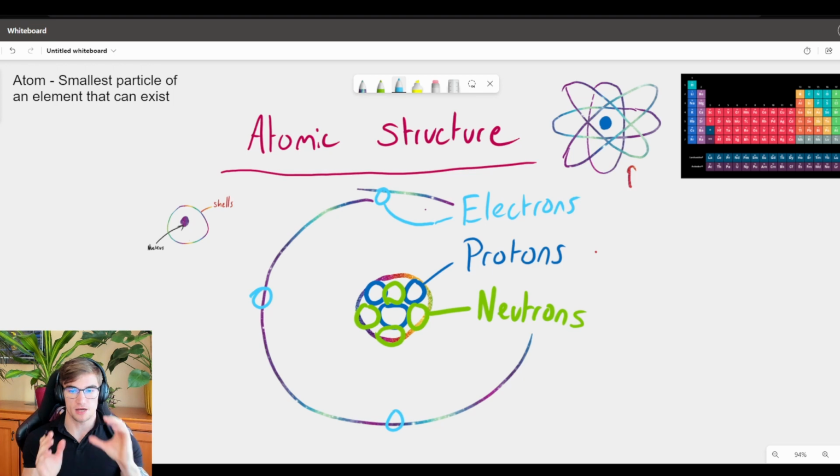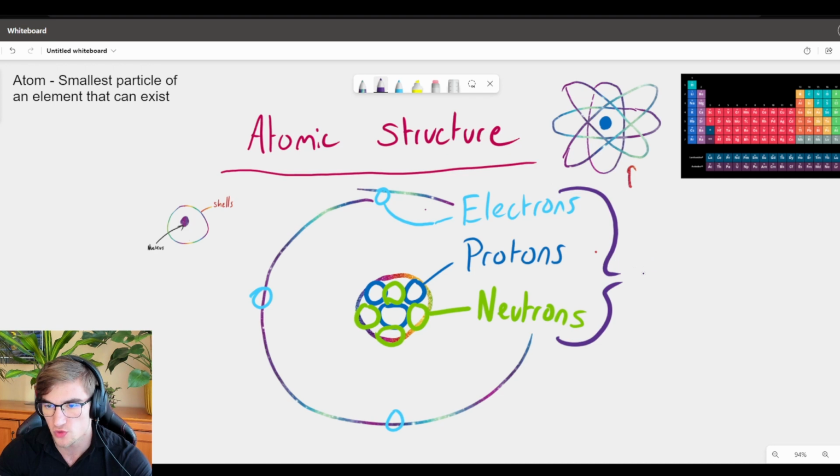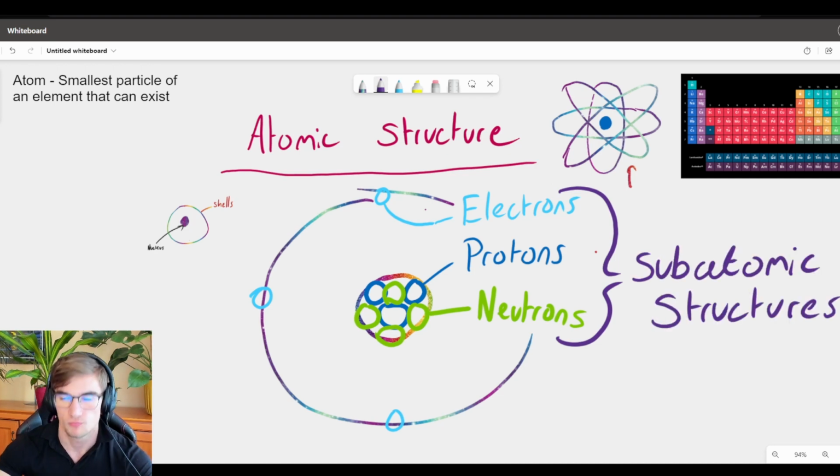So, again, I have a nucleus in the center. I have a shell around the nucleus. My protons and neutrons are inside of the nucleus, and my electrons orbit around them. We actually call these the subatomic structures.